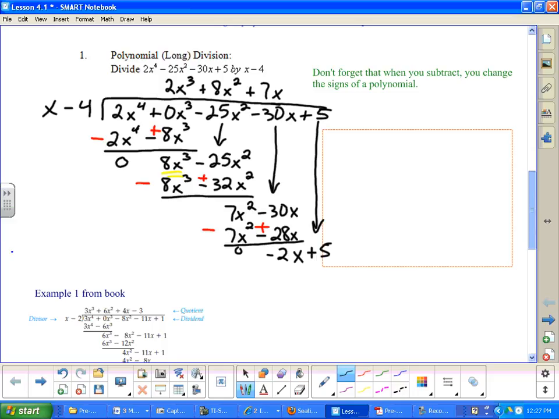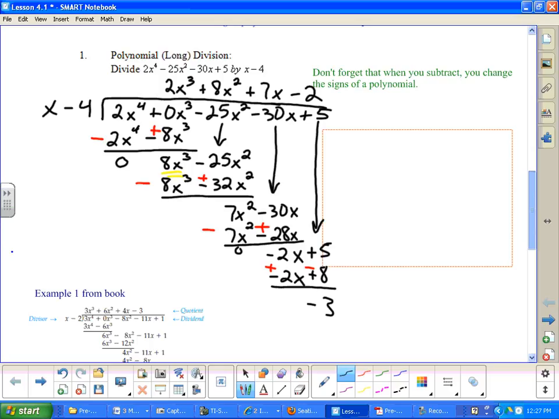And do that process one more time. Negative 2x divided by x is negative 2. So we get negative 2x. Negative 2 times negative 4 is positive 8. So once again, we subtract. So we change the sign. So this becomes a positive. That becomes a negative. And we have a remainder of negative 3.